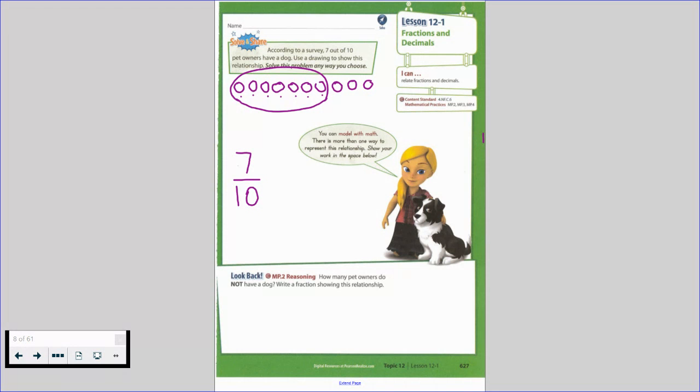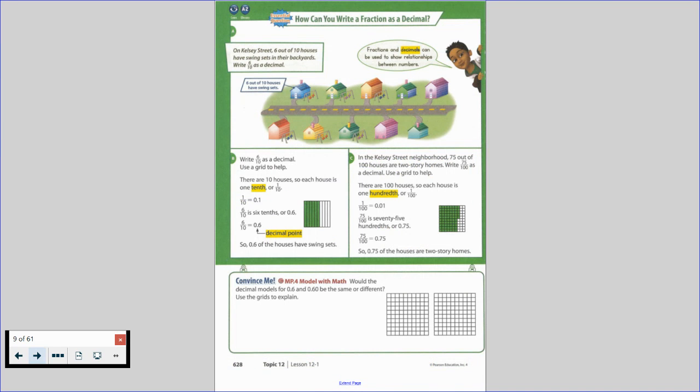We can turn that into a decimal, and here's how we would do that. We would start by putting a decimal point. Because the whole group does not all have dogs, we're going to put a 0 where our whole numbers belong. But 7/10 of the group have dogs, so we're going to put a 7 in the tenths place. So what you are seeing here is how you would write 7/10 as a fraction and how you would write 7/10 as a decimal. If you turn the page and go to the visual learning page, you're going to see some other examples of this.